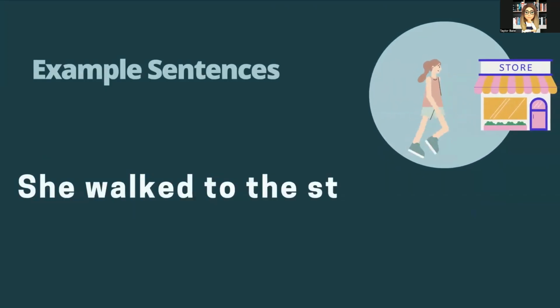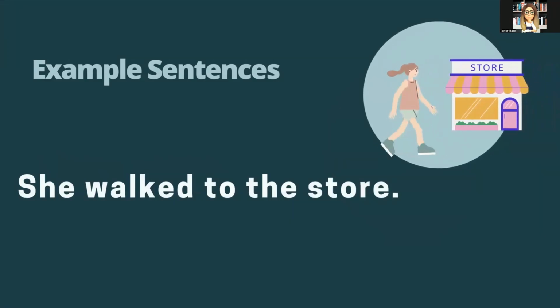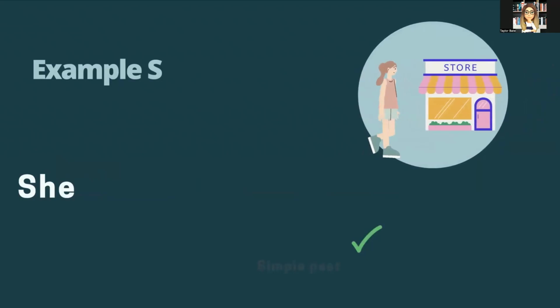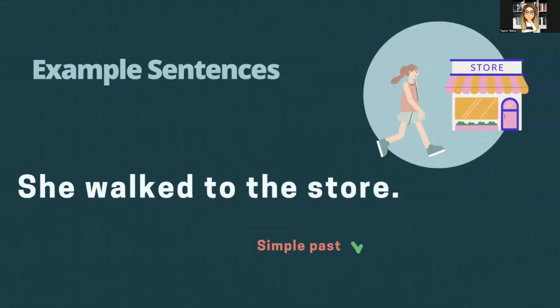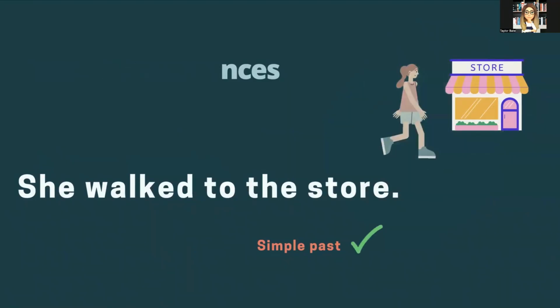This one, she walked to the store. This one is a little bit longer. It has more words. But let's identify the verb. The verb is walk. Now, what form does this take? And so we have ed at the end. We have this rule when we are talking about what tense? The simple past. So walk is our verb. We add ed, walked to the store, simple past. That is our correct answer.